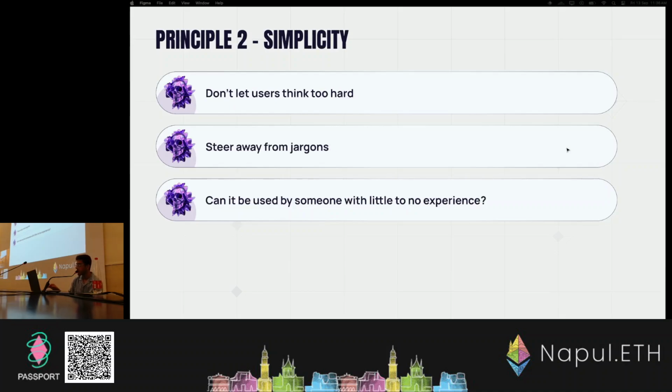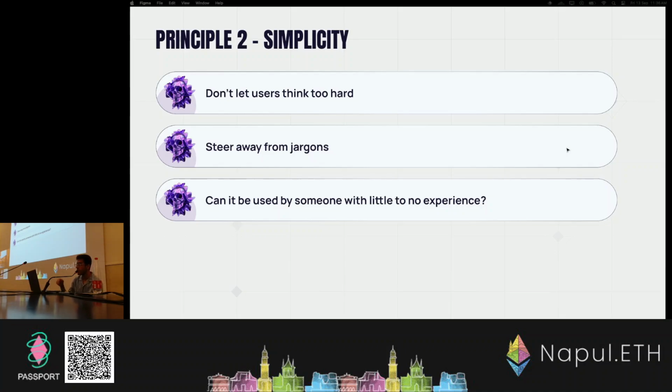Simplicity is arguably, I think, according to me, one of the most important principles, because the goal is to make the interface so intuitive that users can complete the task without thinking too hard. So the idea is to not make any user think hard at all. Just think of them as, I don't want to use the word, but just think that users are stupid. They don't know what's going on. They shouldn't think that hard.